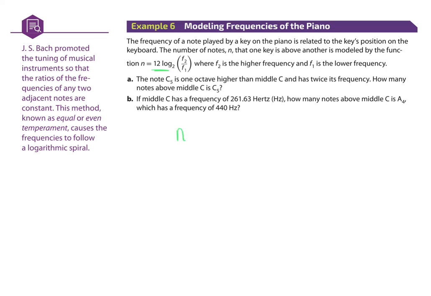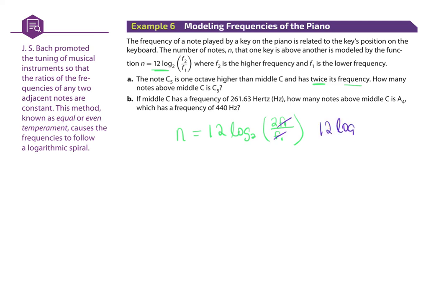So we're going to leave N alone, and leave the 12 alone. We are going to say log base 2. It says twice its frequency. We do not know the frequency of middle C, but we do know that C5 is twice the frequency of middle C. Does everybody see why I did that? My same rules apply. What happens to that F1? I have F1 on top and F1 on bottom, so it cancels.